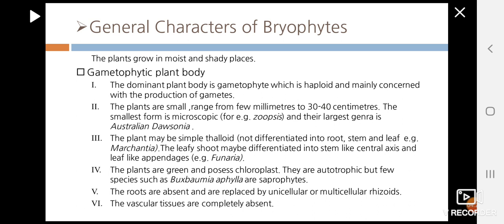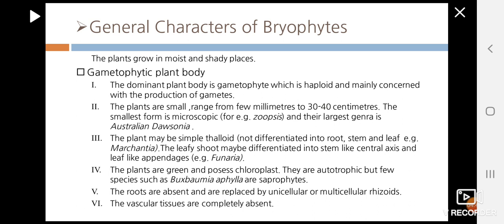Now we'll discuss the general characters of bryophytes. These plants grow in moist and shady places. We'll discuss the general characters of bryophytes under different headings, like gametophytic plant body, reproduction, sporophyte, and young gametophyte. So first of all, we'll discuss the gametophytic plant body.